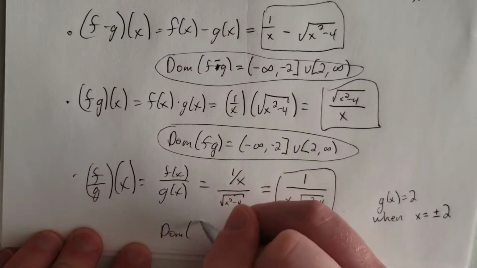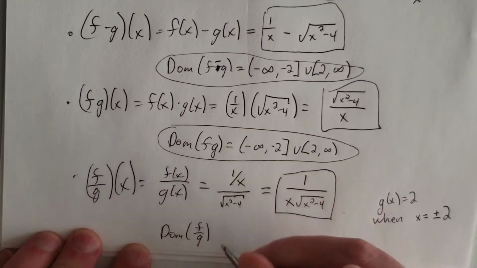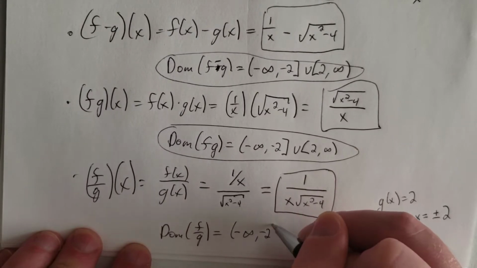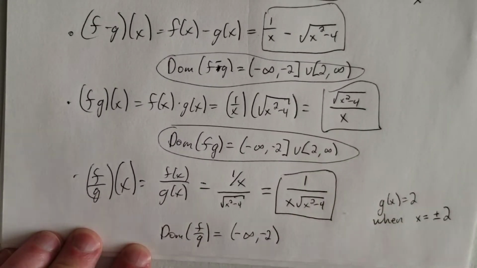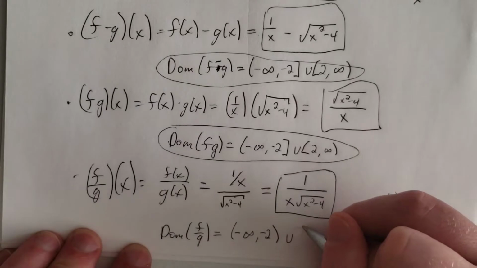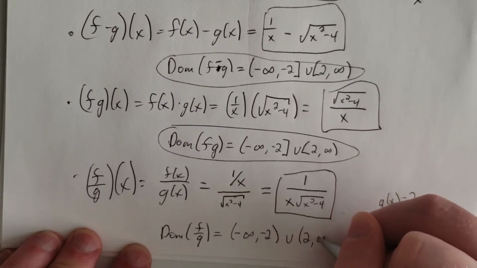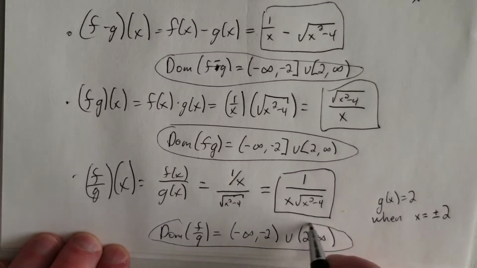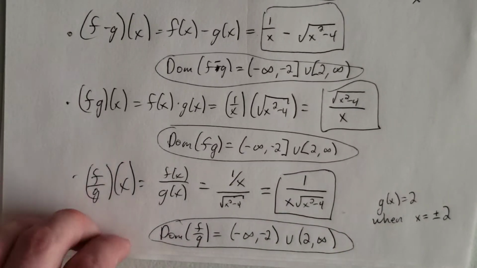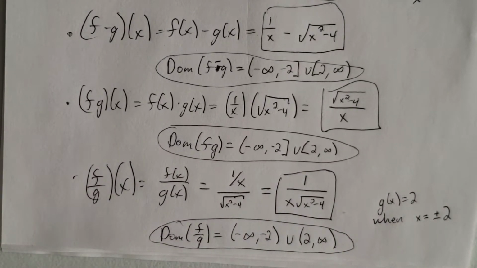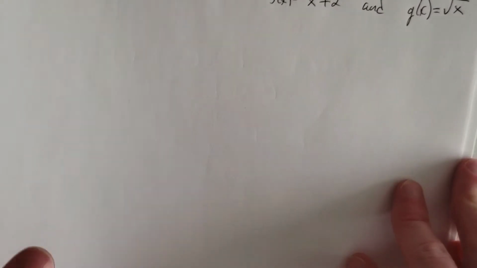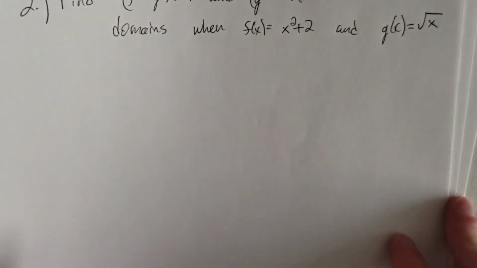So our domain for f divided by g is negative infinity to negative 2, but now not inclusive. So we write a parentheses instead of a square bracket, and then 2 to infinity. And this is our domain of f divided by g. All right. We have a few more examples from this section. So I want to continue on.